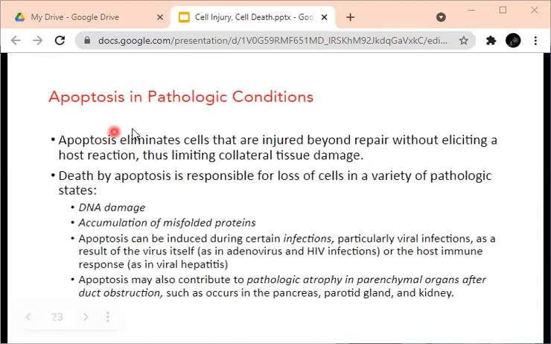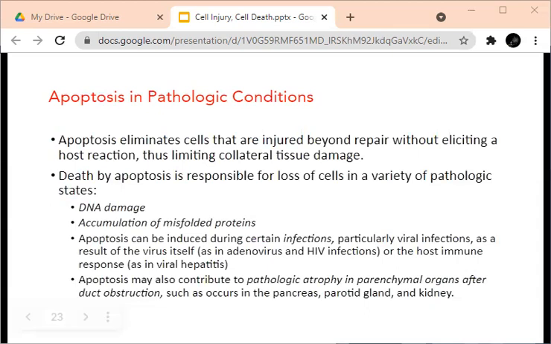Again, although the majority of apoptosis occurs in physiologic conditions, it can also occur in pathologic conditions. So apoptosis eliminates cells that are injured beyond repair without eliciting a host response, thus limiting collateral tissue damage. So ito yung pinagkaiba ng apoptosis compared to necrosis, kasi sa necrosis, mayroon siyang adjacent inflammation that also damages the surrounding tissue. Now, death by apoptosis is responsible for loss of cells in a variety of pathologic states. Most commonly, it's in DNA damage, okay? Usually sa DNA damage, itong radiation and cytotoxic anti-cancer drugs, which can damage the DNA of the cells, all right?